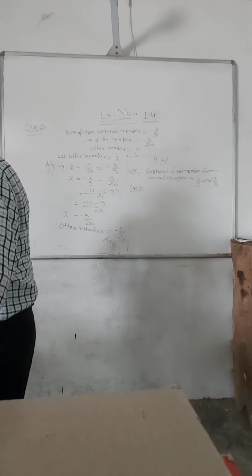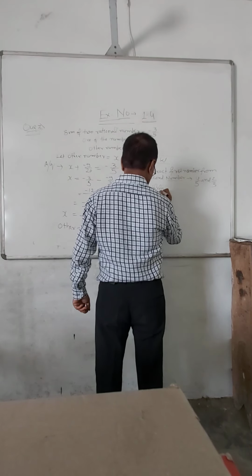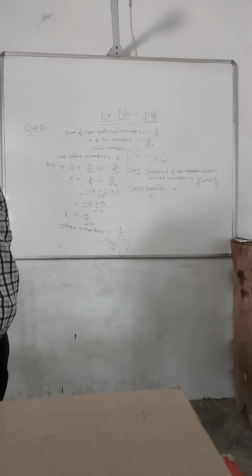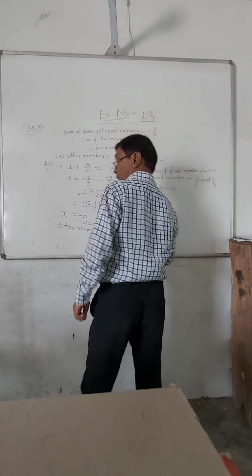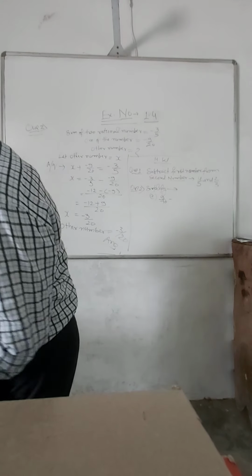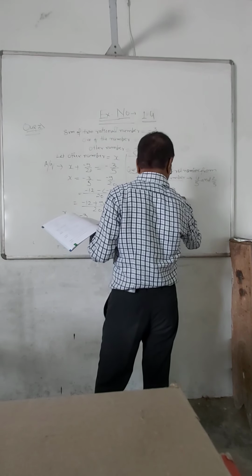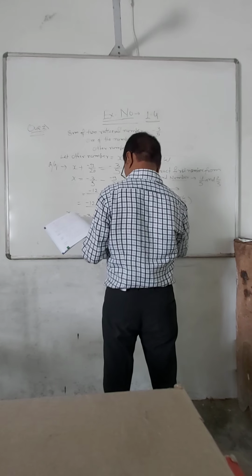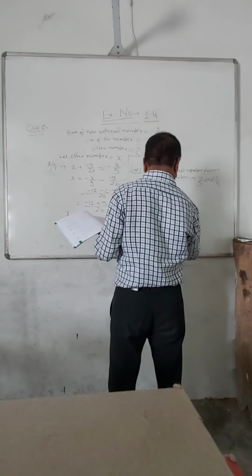Question number 2. Simplify the following. A: 9 upon minus 10 minus 6 upon 15. B: 1 by 8 minus 5 by 24.